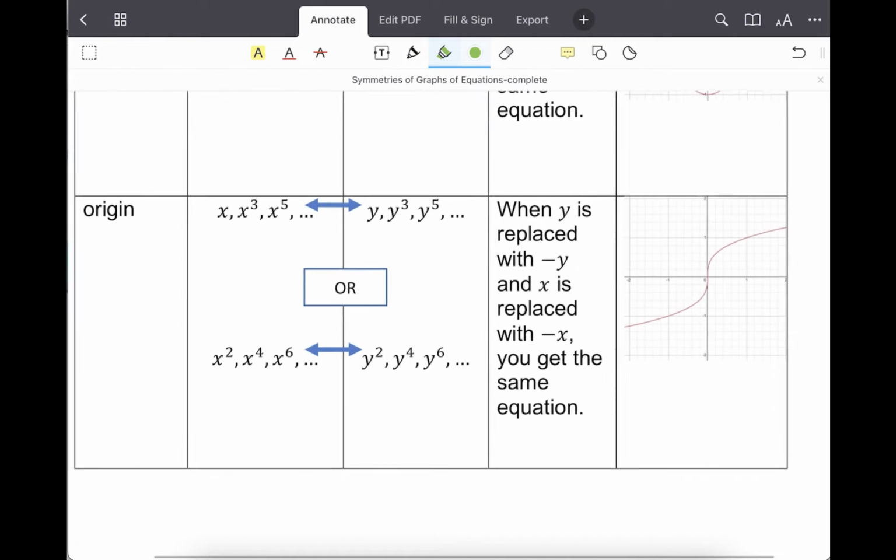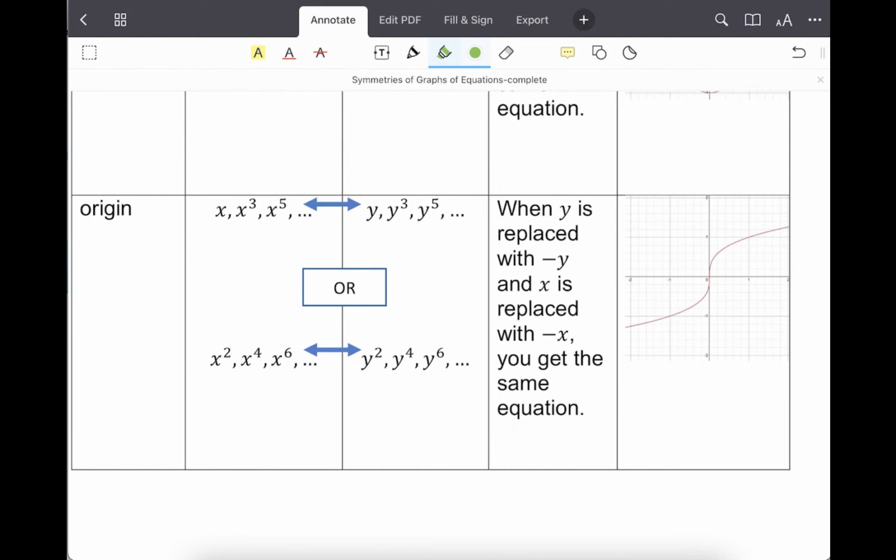The last one is origin symmetry, and there's two cases. You have x raised to an odd power, and at the same time, all the y's are raised to odd powers, or all the x's are raised to even powers, while all the y's are also raised to even powers. So if they both have the same powers throughout the entire equation, we'll have this origin symmetry.